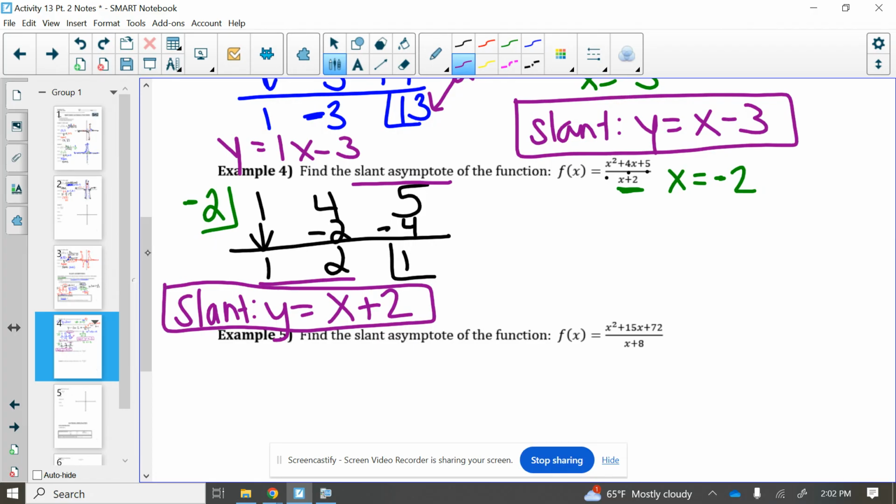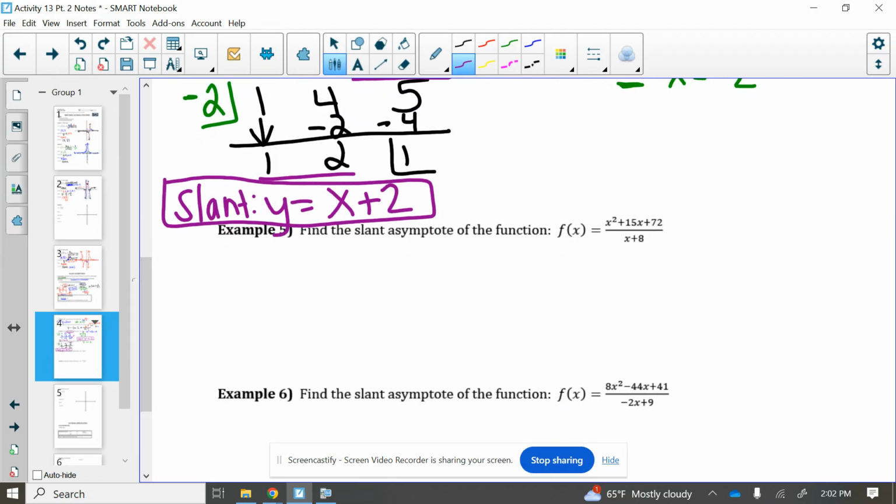Finally, there is an example for you to try, like this one. For number 5, find the equation of your slant.